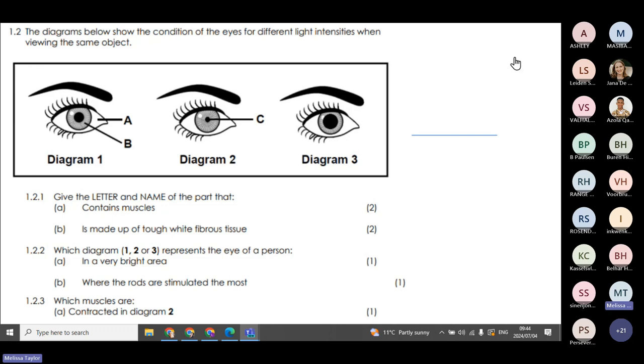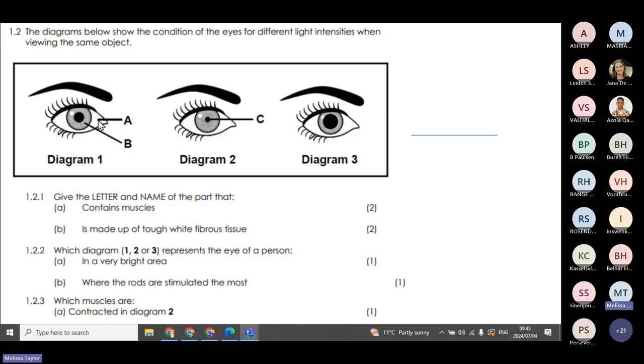Which is the part that contains muscles? Right, we can only give parts that are labeled. So it's either A, B, or C. And of those parts, the part that contains muscles is going to be B. And they want the name of B. B is the iris. Part that is made up of tough, white, fibrous tissue. The only one that it could be here is A. And A is called the sclera.